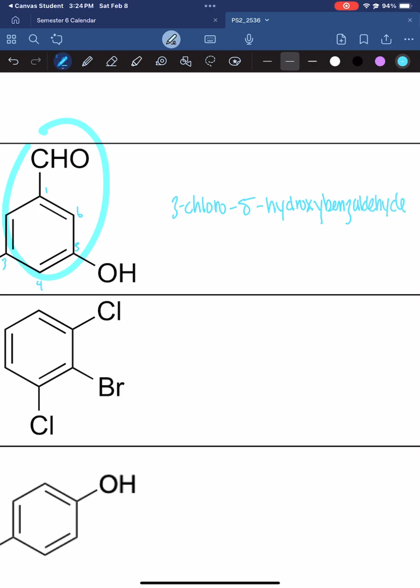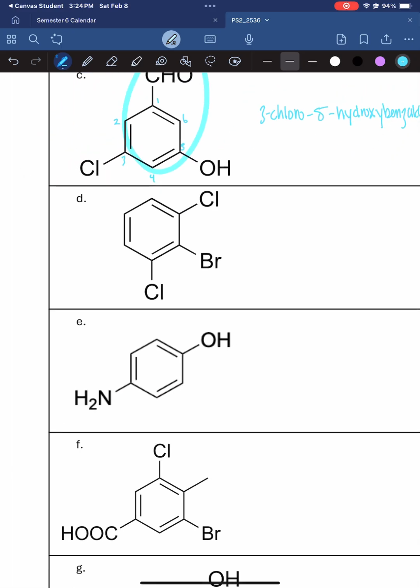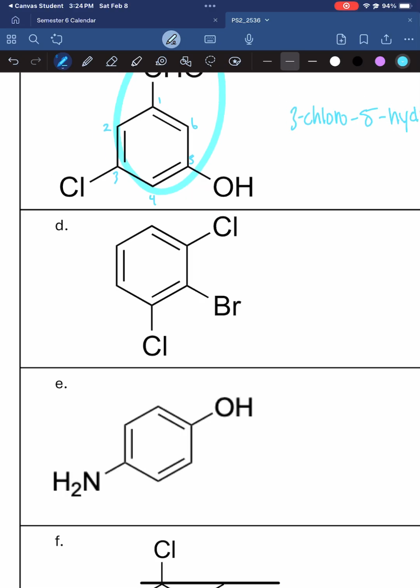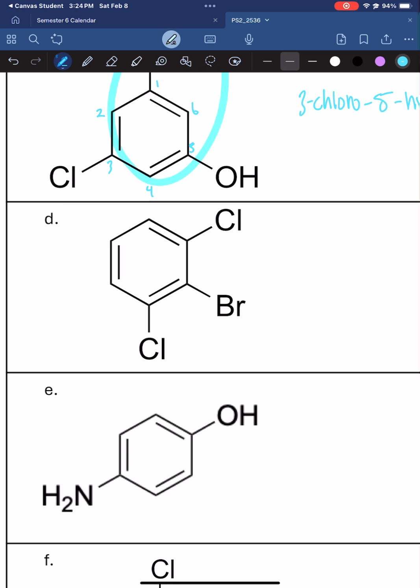Perfect. So let's look at letter D now. We're given a benzene, and in this case, there actually isn't a parent chain. So we're going to name based on numbers. Remember that the order matters first, and then alphabetics matter. So we don't want to start with the bromine. We can just start with either one of the chlorines and go from there. I'm just going to start from the one up here.